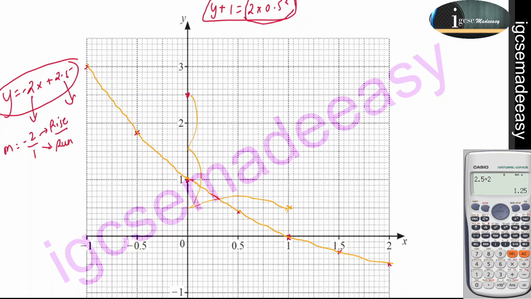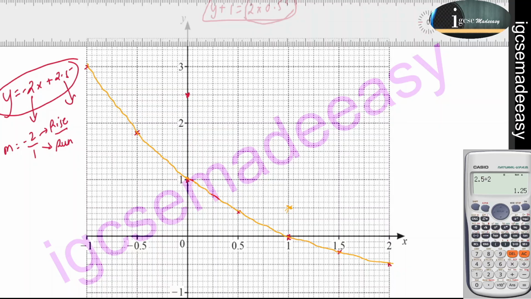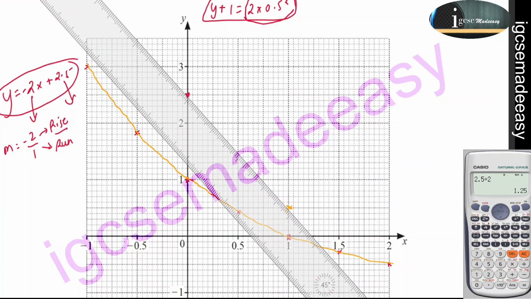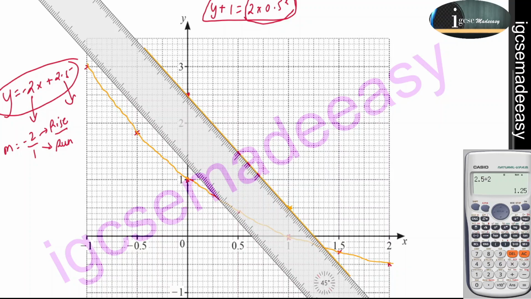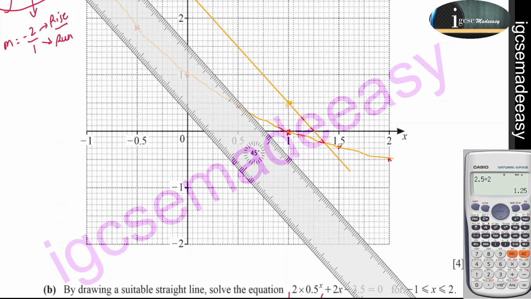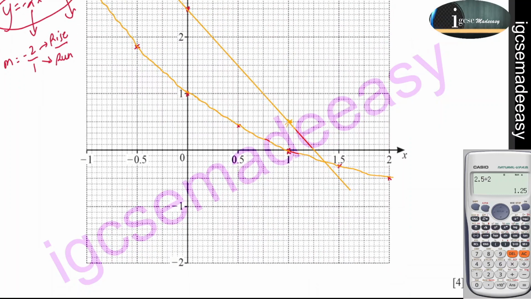So we have to draw this line. We have to use our scale, and we have to join these 2 points. Let us join these 2 points. So if I join these points, the intersection point will be the value of x. So this point is the value of x for me.